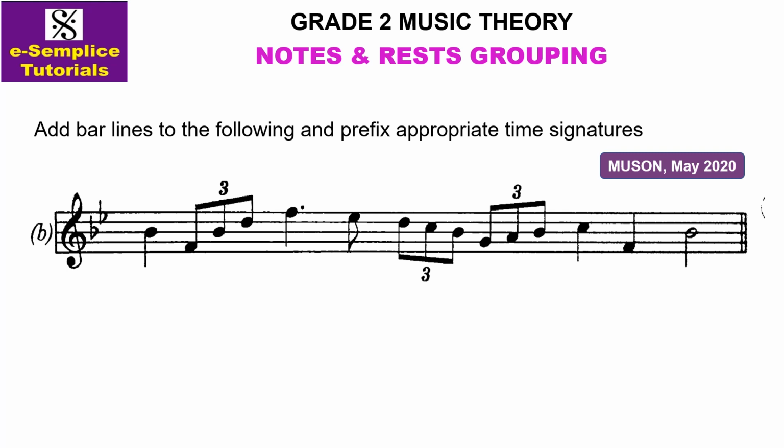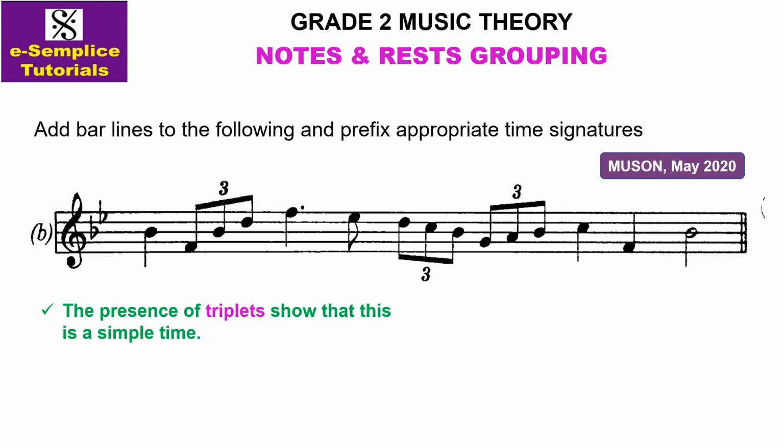Now, this is from the Muson exam May 2020, and it says add bar lines to the following and prefix appropriate time signatures. Let's just look at these. Let's first look at the presence of triplets. You can see triplets. There are 2 pairs of triplets in this line, and the presence shows that this is a simple time.